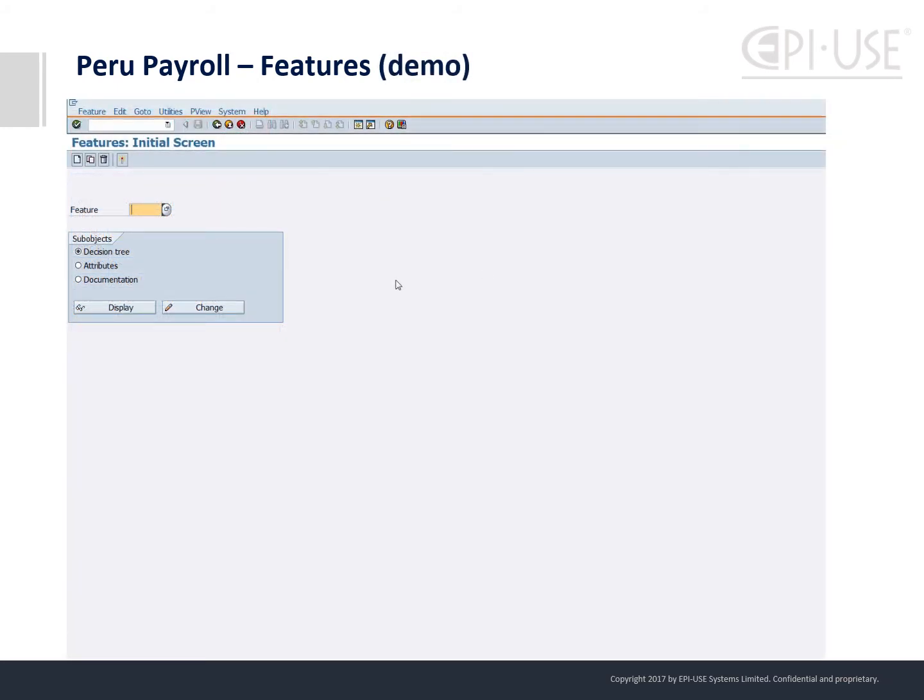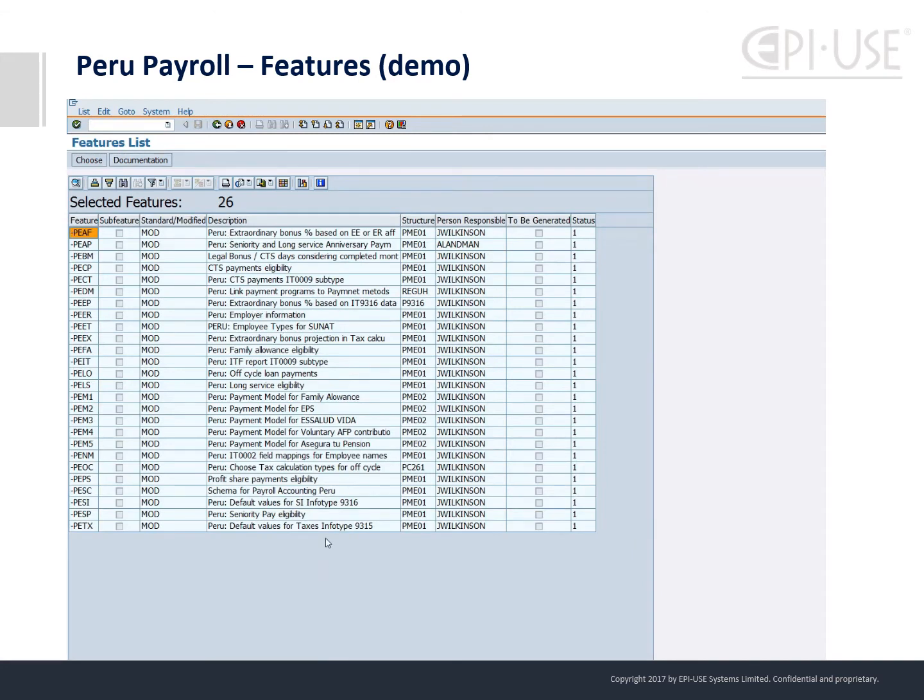Let's have a look at the features provided for the Peru payroll solution. The features will start mainly with a -PE. If we have a look at all of those, we will see there are quite a number of features provided, and the purposes of the features are varied.